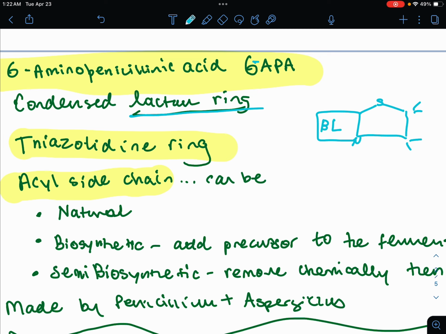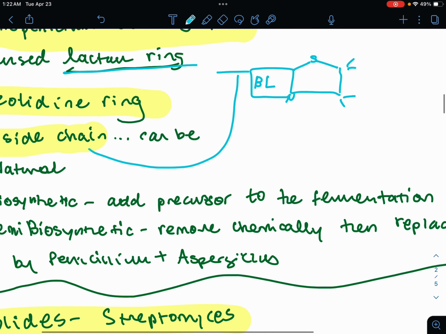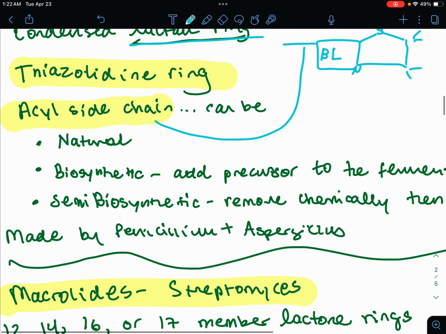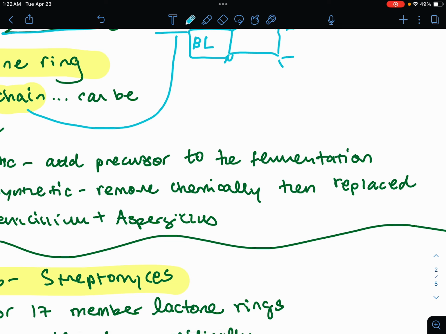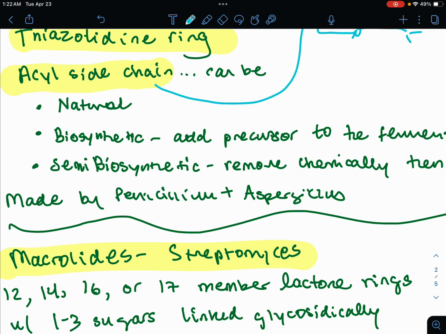And then you also have this acyl side chain here. It could be natural biosynthetic, where the precursor was added to the fermentation broth. Or you could also have a semi-biosynthetic side chain, where it was removed chemically or enzymatically and then replaced with some other group. The penicillins are made by fungi, specifically Penicillium and Aspergillus species.